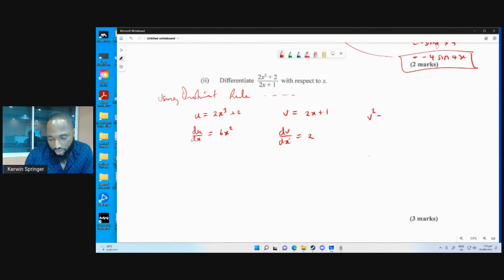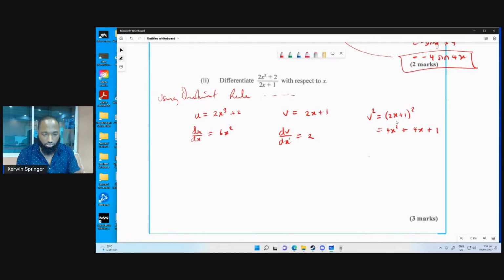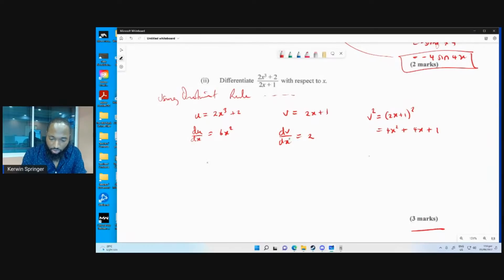And v squared is equal to 2x plus 1 all squared. I don't know if I want to put it in this form or that form. I'll see. 3 marks. Okay, may have some breaking down to do. So dy dx is equal to v du dx minus u dv dx, over v squared. That's the quotient rule, guys.